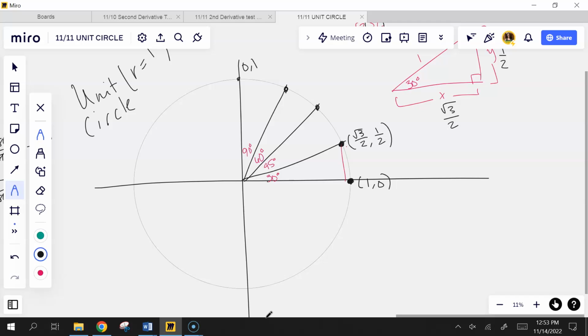Well, 30 degrees is my angle measure. What are the radians here? 30 degrees, what is that in radians? We've already done it. Close. Pi over 6. 30 degrees equals pi over 6. Then the next one would be pi over 4 and then pi over 3.